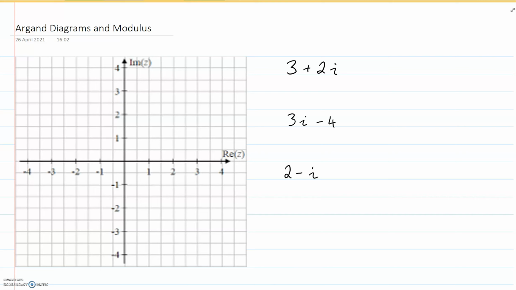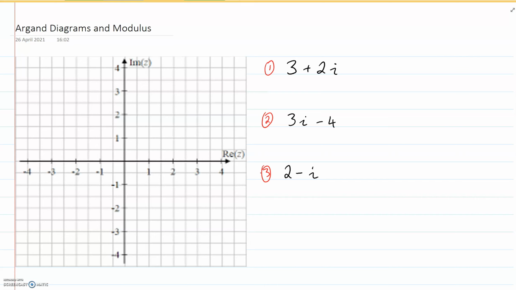So I have three complex numbers here that I'm going to use as my examples. I'll label them 1, 2, and 3. And what I have on the left-hand side here looks very like a coordinate geometry plane, where you would plot XY points, so 3, 2 on the coordinate plane. Really, an Argand diagram is just a fancy name for coordinate geometry with complex numbers.